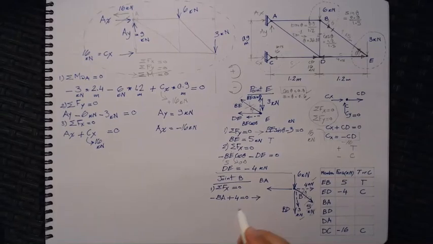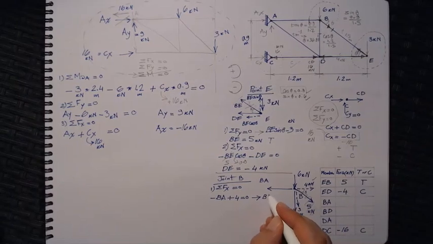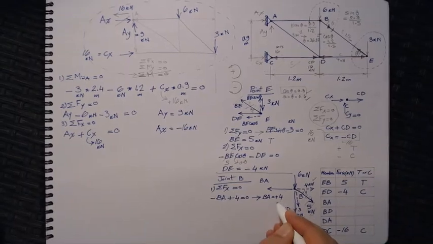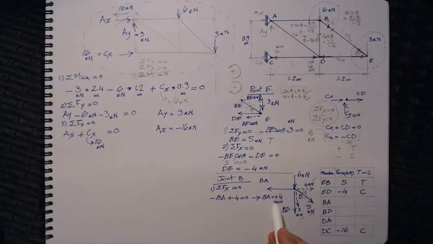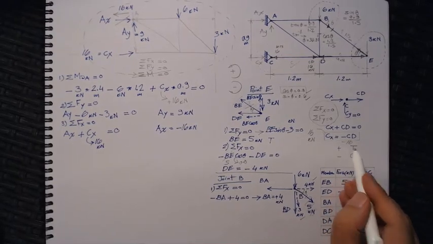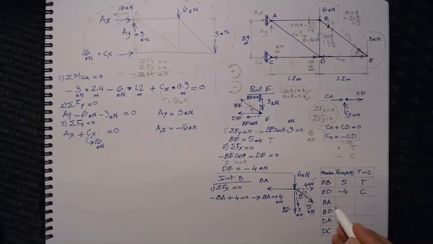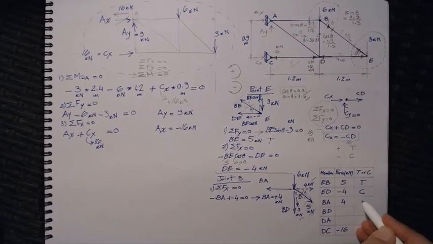This will result in BA is positive 4 kilonewton. What does the positive mean? It means that the assumption is correct. It means that positive is tension. So BA here is positive 4, and the answer is tension.